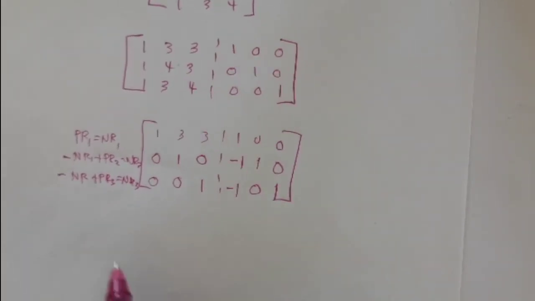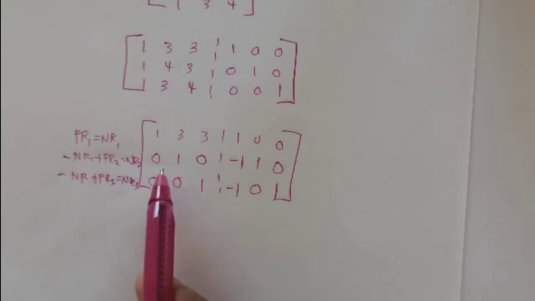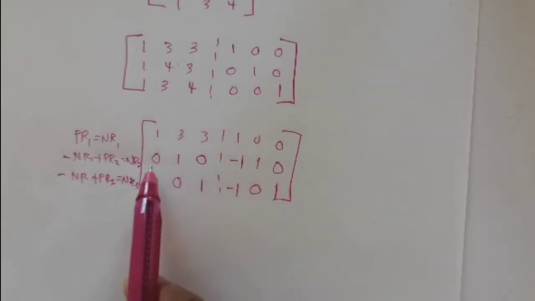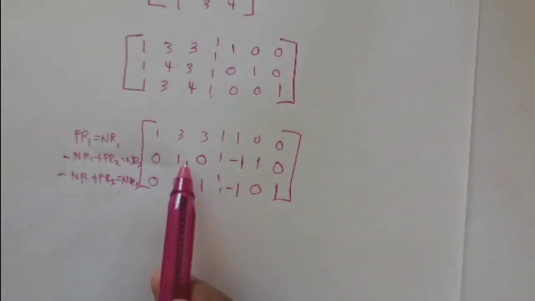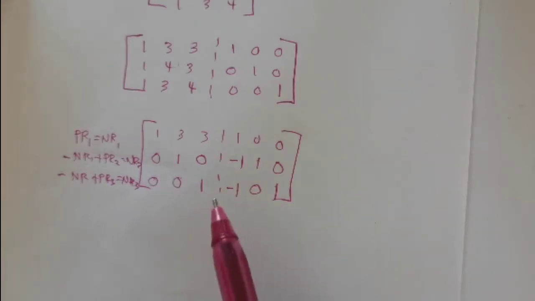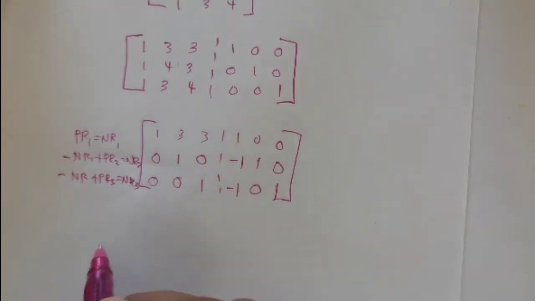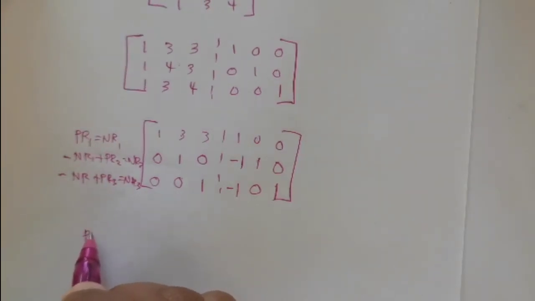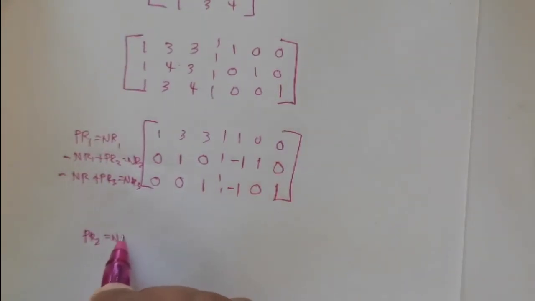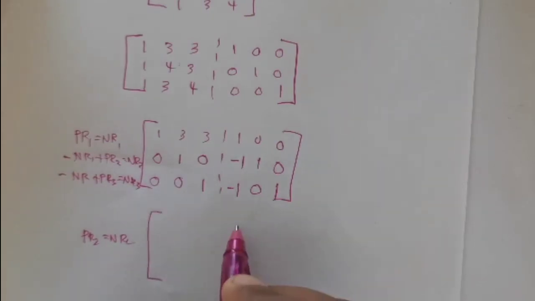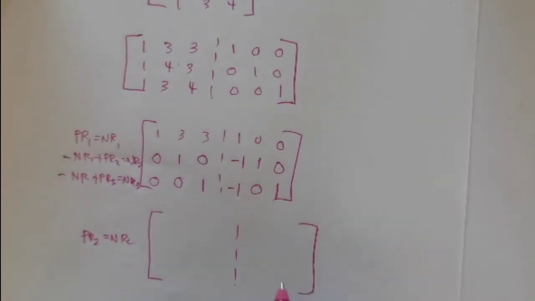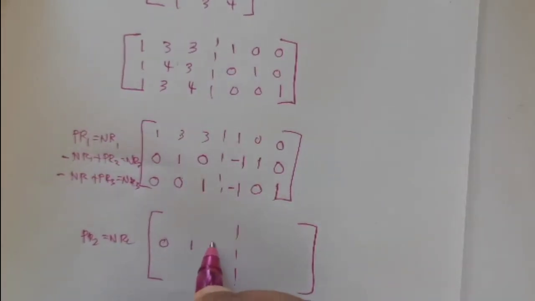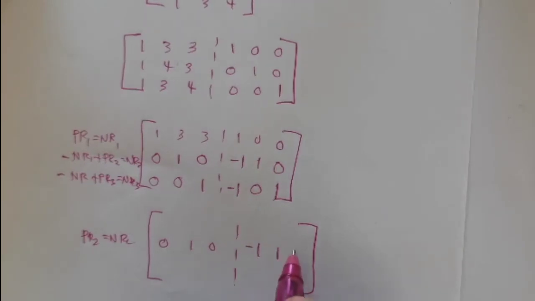Next, as you can see in row 2, it's already 1. So let us just copy the entries for row 2. The previous row 2 is equal to the new row 2. So we have 0, 1, 0, negative 1, 1, 0.